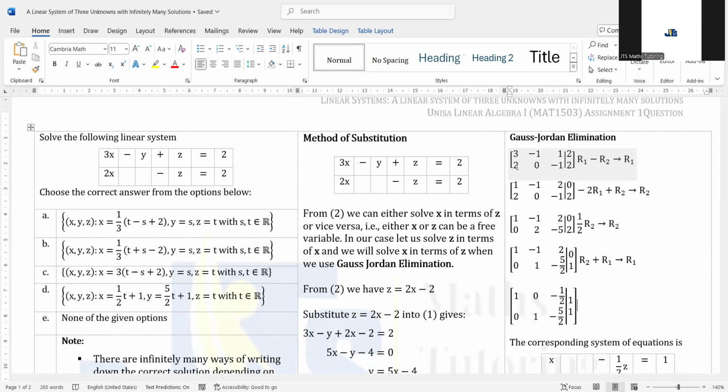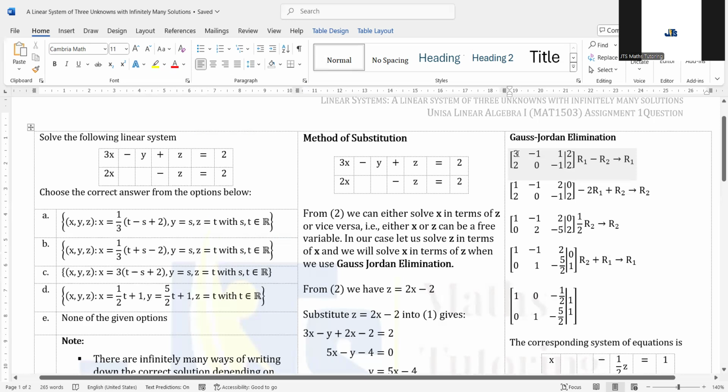I could have divided by 3, but I can see I can actually get my one where I want it to be without dividing by 3. So, row 1 minus row 2 to get a new row 1. 3 minus 2 is going to give you a 1 there. Minus 1 minus 0 is going to give you a minus 1 there. 1 minus minus 1 is going to give me 2 right here. 2 minus 2 is going to give me a 0 right here.